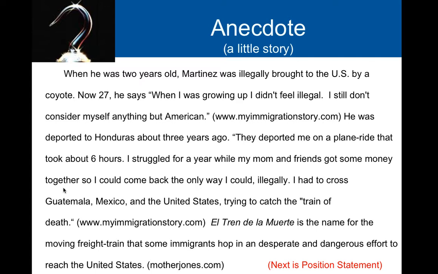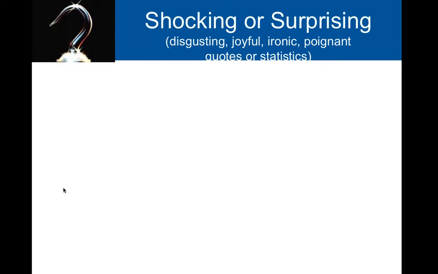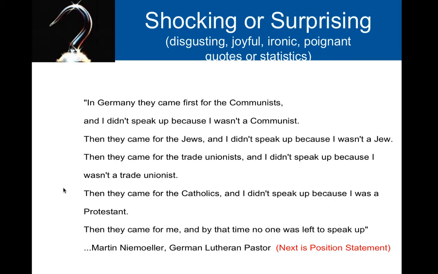So you can see this story is probably leading into a document or a research paper on illegal immigration. So this would be a proper way to start and engage the reader. The next type of hook is a shocking or surprising statistic. It can be something that's a little disgusting, something joyful, ironic, something very direct, something that again will grab the audience's attention, and this can be a quote or a statistic. So here's an example.